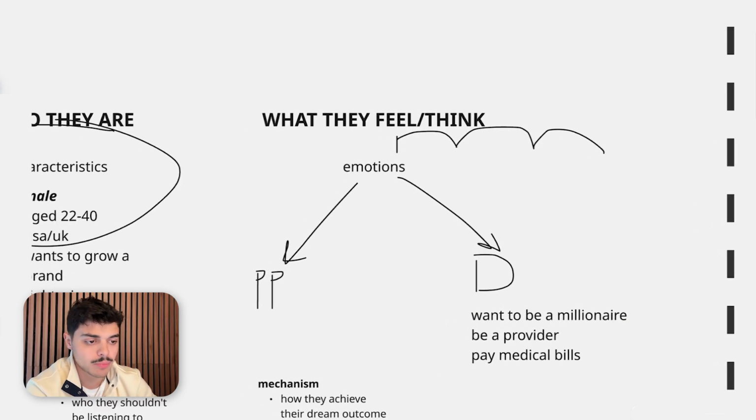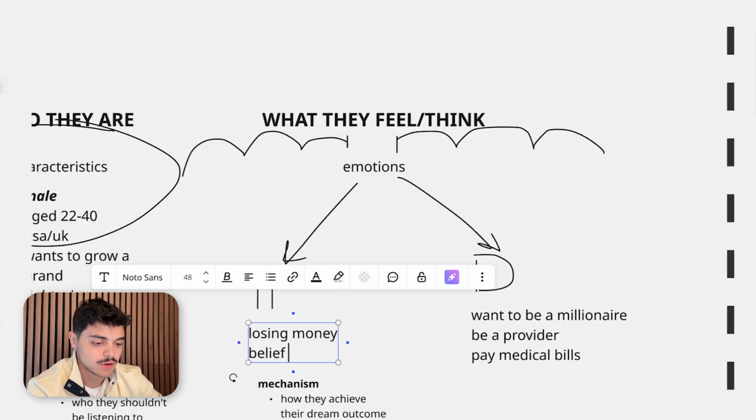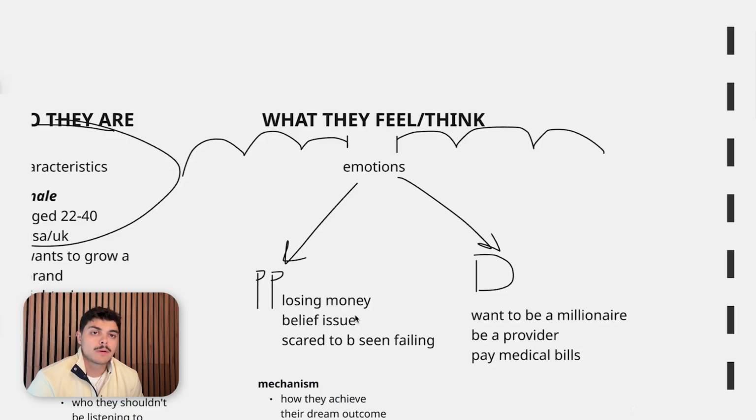On the problem standpoint, you'll tell me, well, I don't know. I just don't know how to do it. You don't just not know how to do it. You are scared of putting yourself out there and being judged for even attempting to do it, and maybe you're scared of losing money, okay? So the problem is losing money, right? You have a belief issue, scared to be seen failing. Boom. Very simple. I just broke down your psychology in 2 seconds.